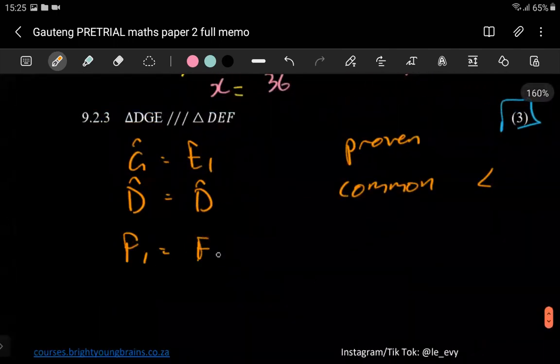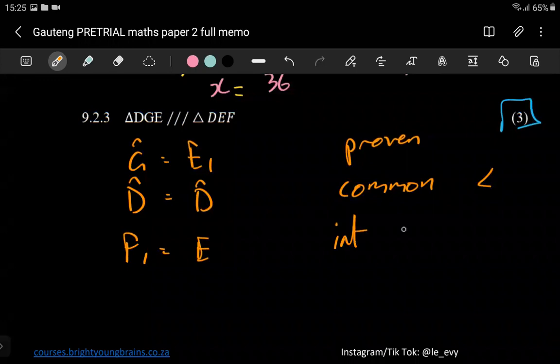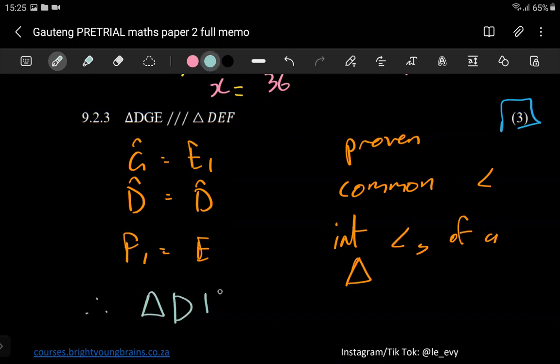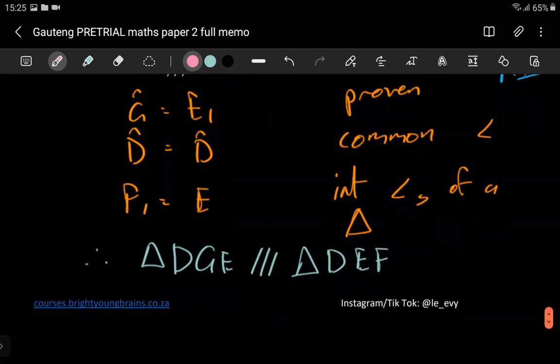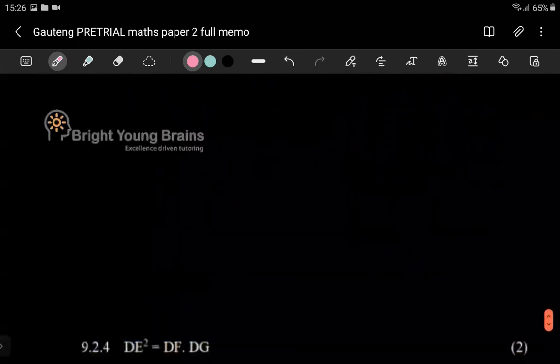So we can just say interior angles of a triangle. Therefore, these are similar: triangle DGE is similar to triangle DEF. The reason is angle, angle, angle. Great, so this is good. We move on now. We keep moving forward because why not?